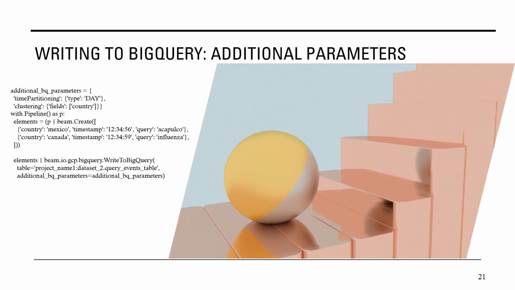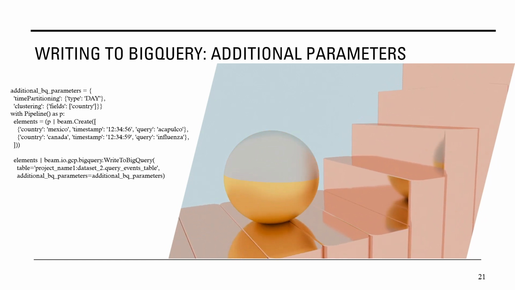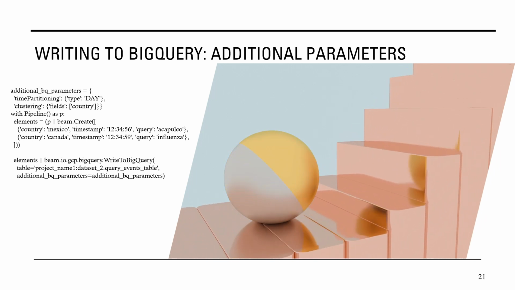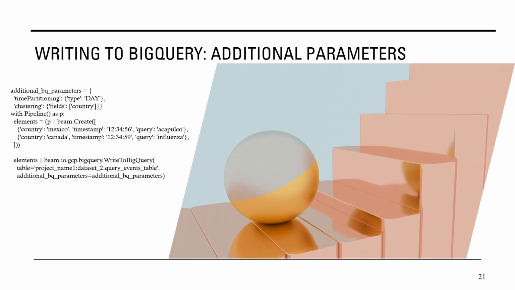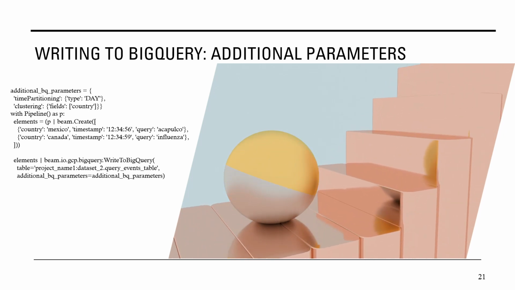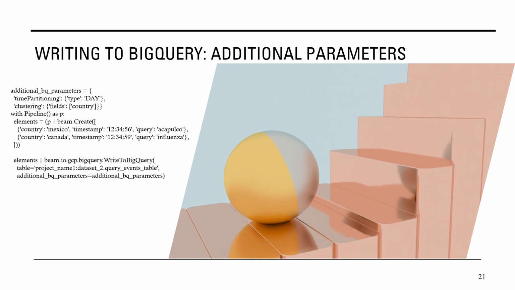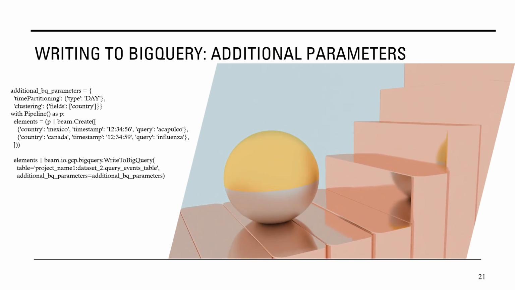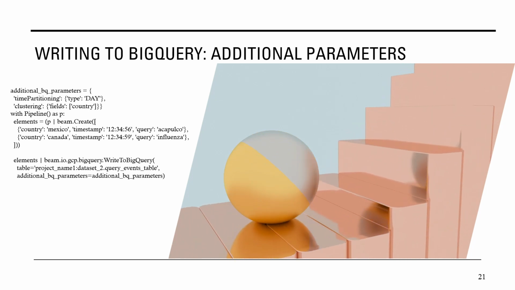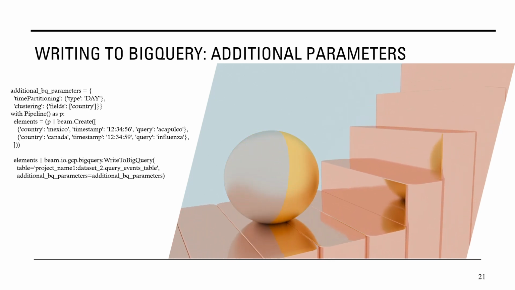Let's continue to look at the write to BigQuery transform. This sink is able to create tables in BigQuery if they don't already exist. It also relies on creating temporary tables when performing file loads. The write to BigQuery transform creates tables using the BigQuery API by inserting a load job or by inserting a new table.